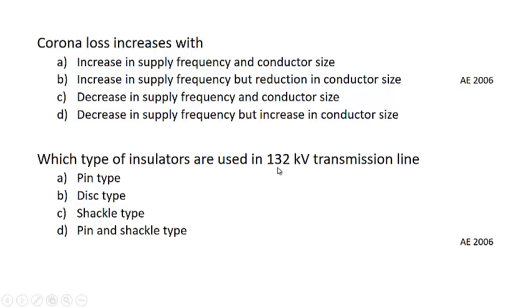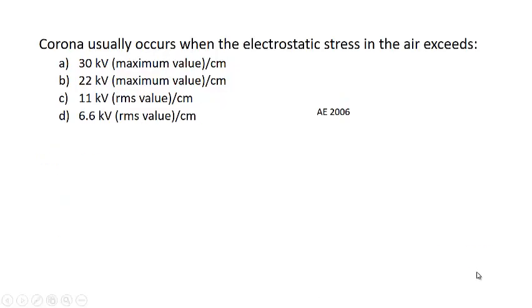What type of insulators are used in 132 kV transmission line? We need to find out the type of insulators used. We know the pin type is used up to 33 kV. Shackle type is used in 220 volts, and pin and shackle are for small voltages. The other name of suspension insulator is also known as this type in general. Then we separate them into suspension and strain type insulator. Otherwise, the general name of these two is the disc type, because they are in the form of a disc. This was also asked in AE 2006.